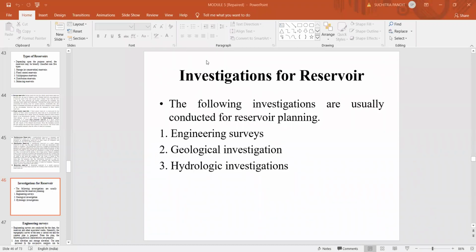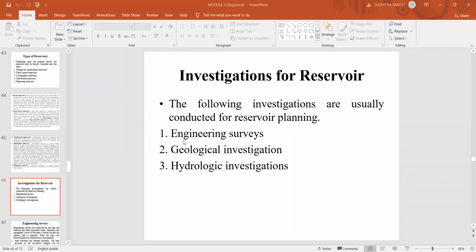Next, we know the definition of a reservoir, the various types of reservoirs and the purposes for which they have been constructed. Before we take up any reservoir project, some of the following investigations have to be carried out before selecting a particular place for a reservoir. These are the engineering investigations to be carried out in order to fix a particular place for reservoir location. Now, the following investigations are usually conducted for reservoir planning.